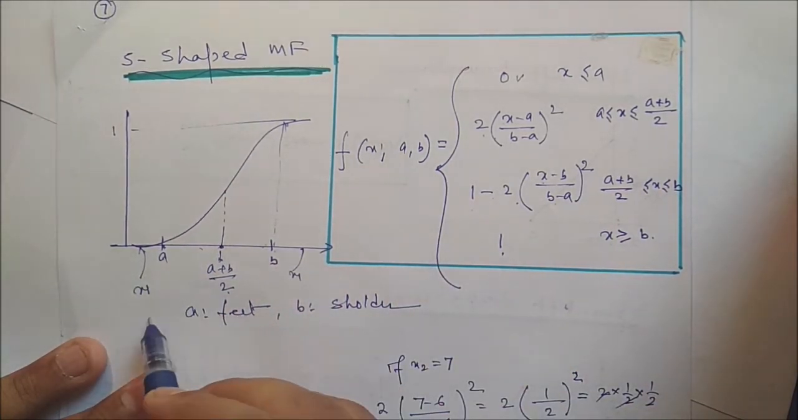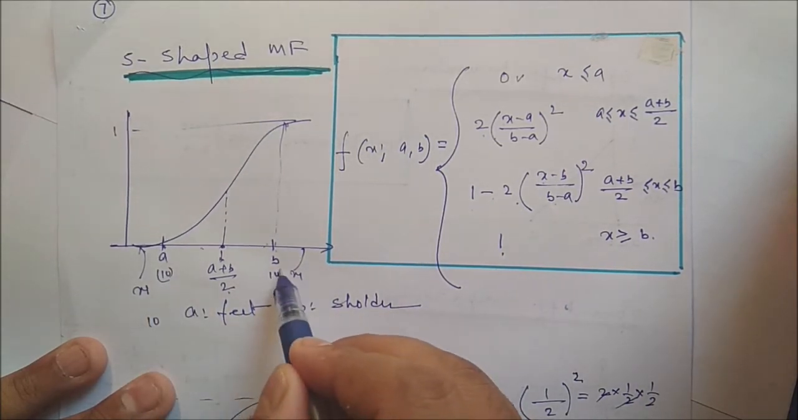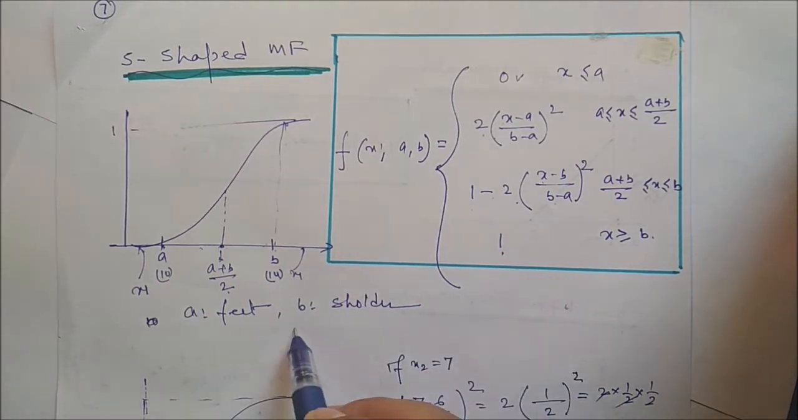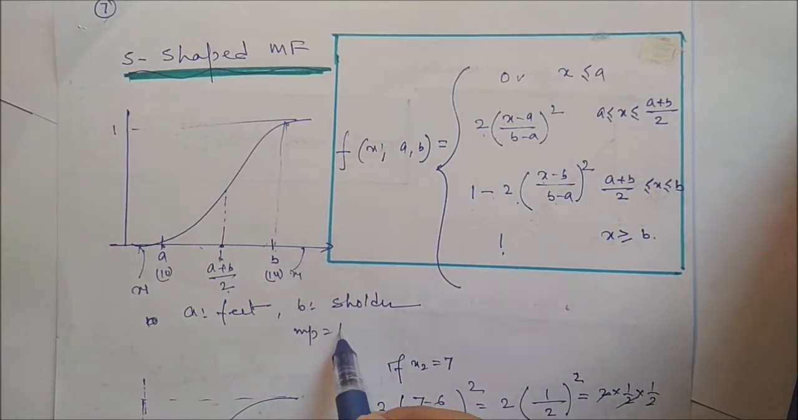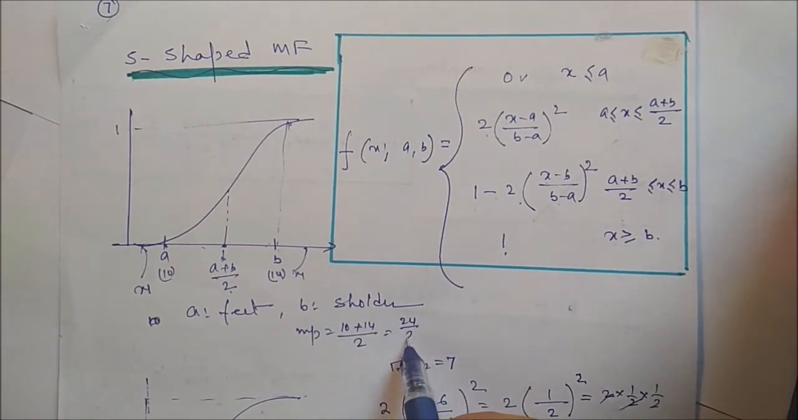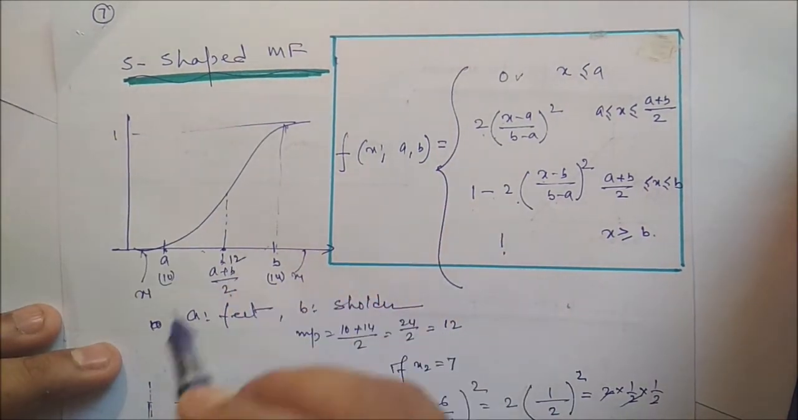Suppose A is equal to 10 and B is equal to 14. So what is the middle point? The middle point is 10 plus 14 divided by 2. It is 24 by 2, so it is 12. So 12 will be here.